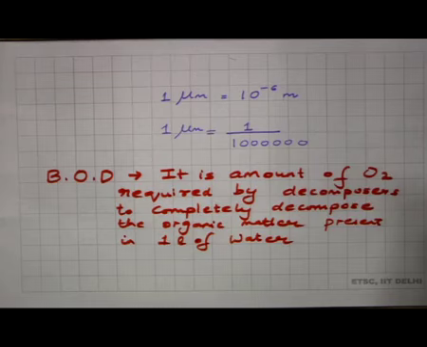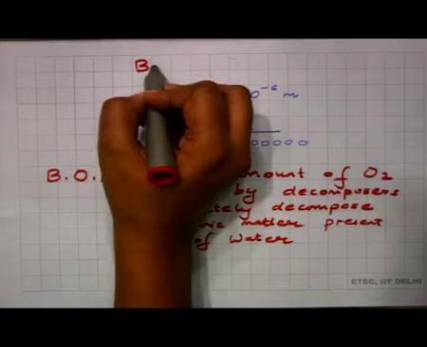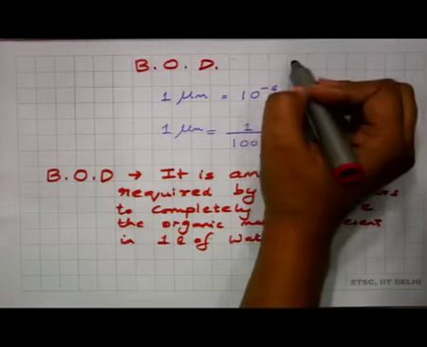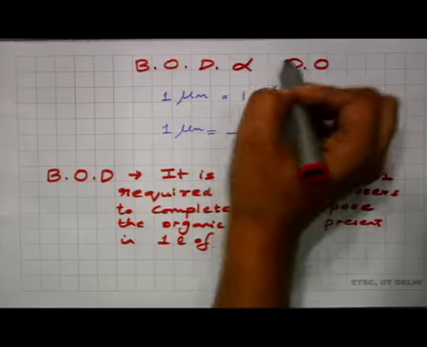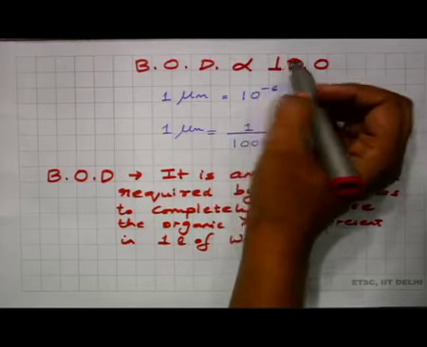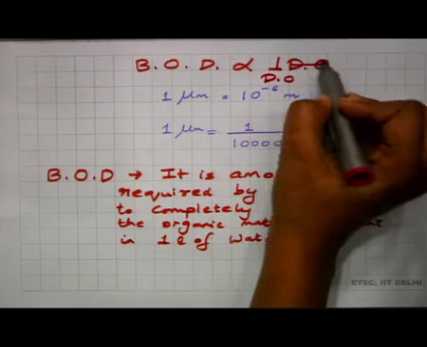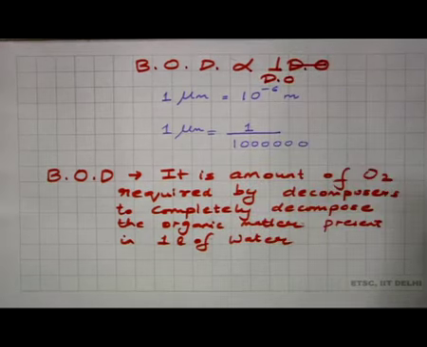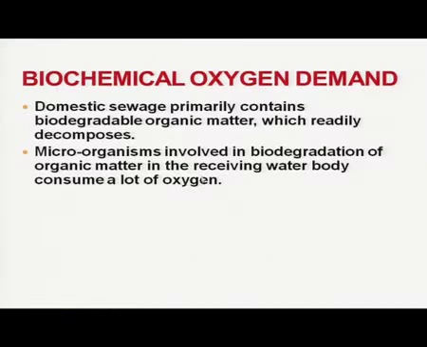BOD and dissolved oxygen content, DO content, are inversely related to each other. They are inversely related. Let us learn more about it. The microorganisms involved in the biodegradation of organic matter in the receiving water body consume a lot of oxygen.